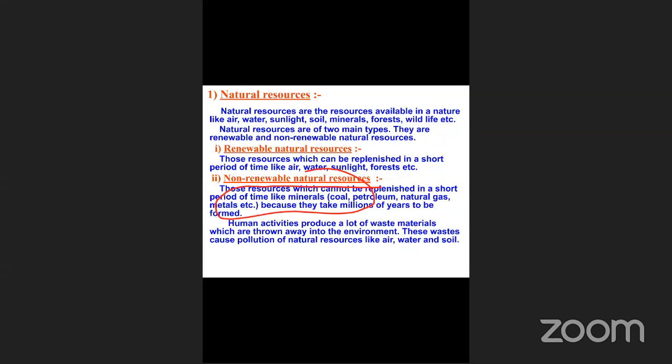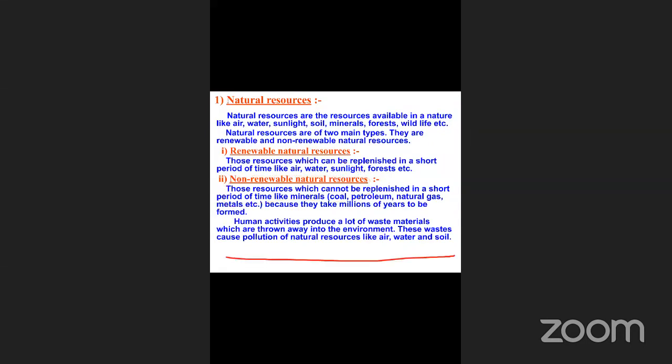Okay, so these resources which cannot be replenished in a short period of time, like minerals, coal, petroleum, natural gas, metals, etc., because they take millions of years to form, correct? And you know that human activities produce a lot of waste materials, correct? Which will be thrown away in the environment. And these wastes cause pollution of our natural resources like air, water, and soil. Clear now?